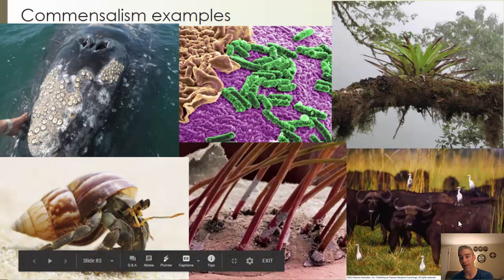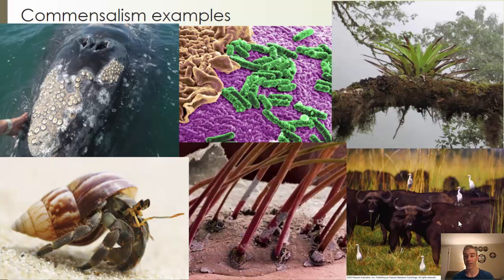Egrets will camp out on the top of oxen and just hang out there waiting to see predators. If they see predators, they fly away. The oxen don't care. It doesn't bother them that they're standing on top of them.